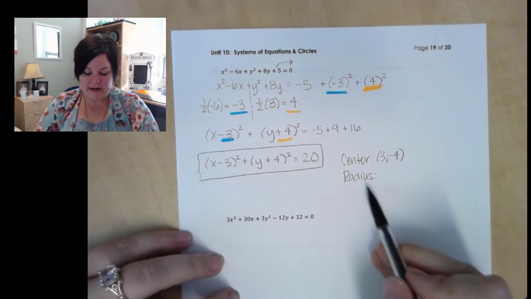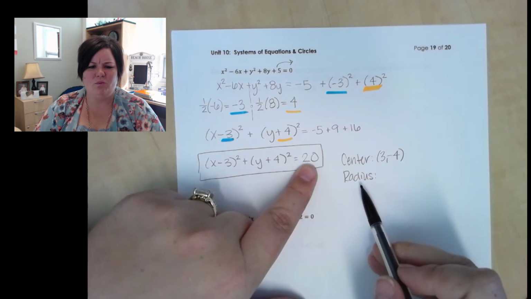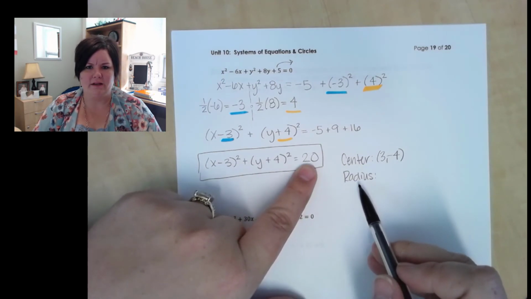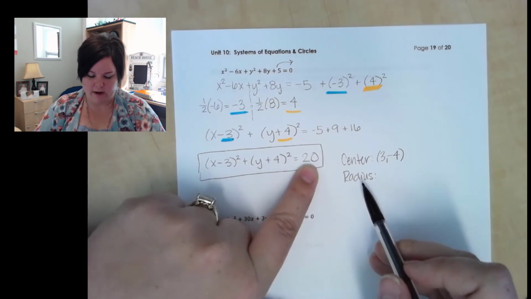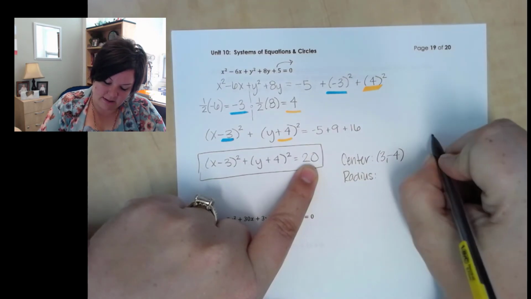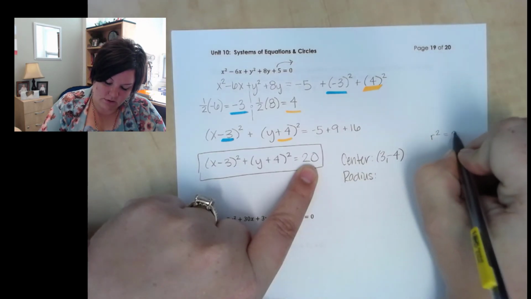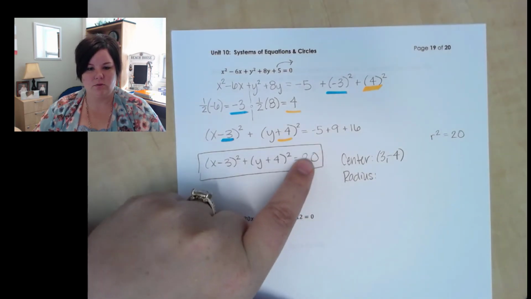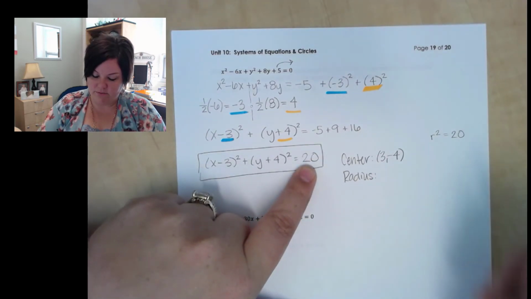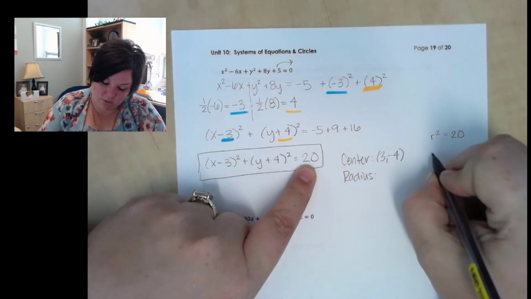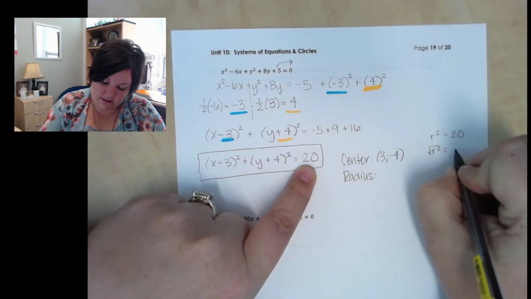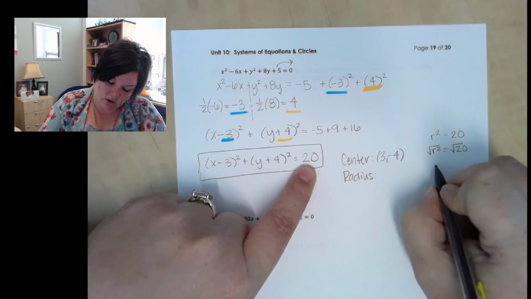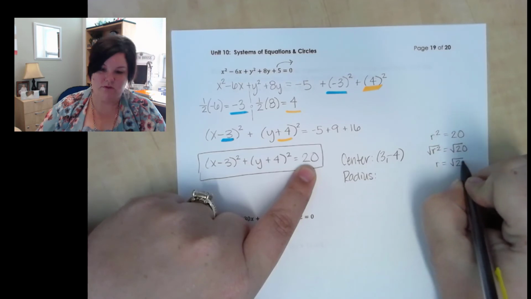And then to find my radius, it's kind of hard to figure out what I have to square to get 20, because 20 is not a perfect square. So I'm going to come over here and just write, this means that r squared is equal to 20. That's what this formula said, that this is r squared. So if I want to solve for r, I would take the square root of both sides. That means that r is equal to the square root of 20.